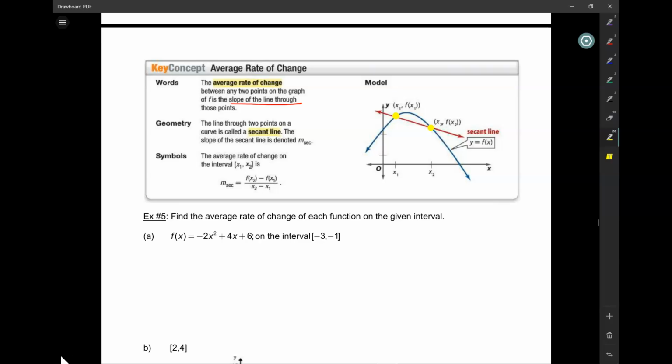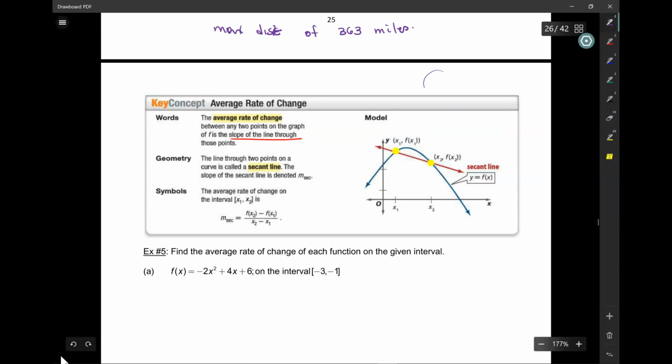Okay, in geometry you learned that when you have a circle and a line touches the circle at one point, it's called a tangent. And when a line hits the circle at two points, it's called a secant line. What we're doing here for the average rate of change is the same: when you draw a line that hits the graph at two points, it's called a secant line. And when you find the slope of that line, you find the slope of the secant line.